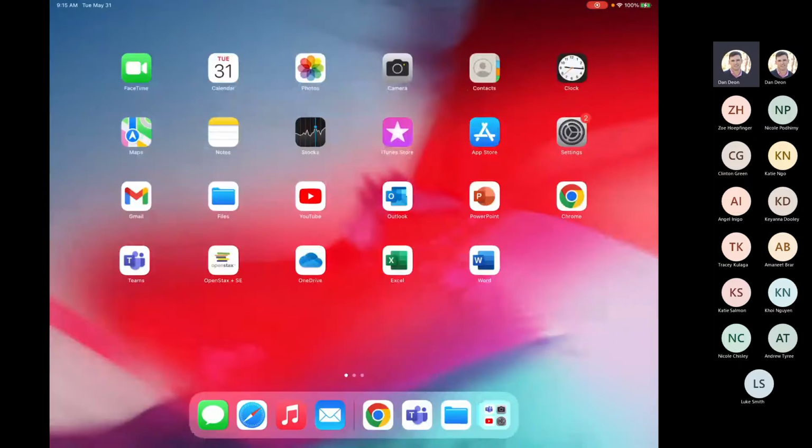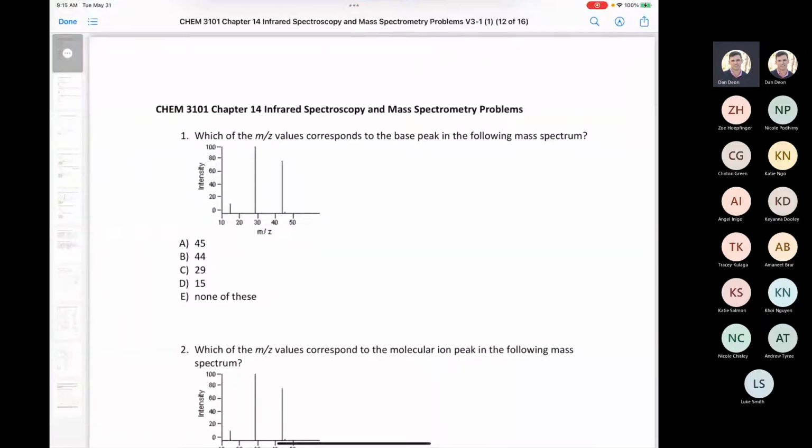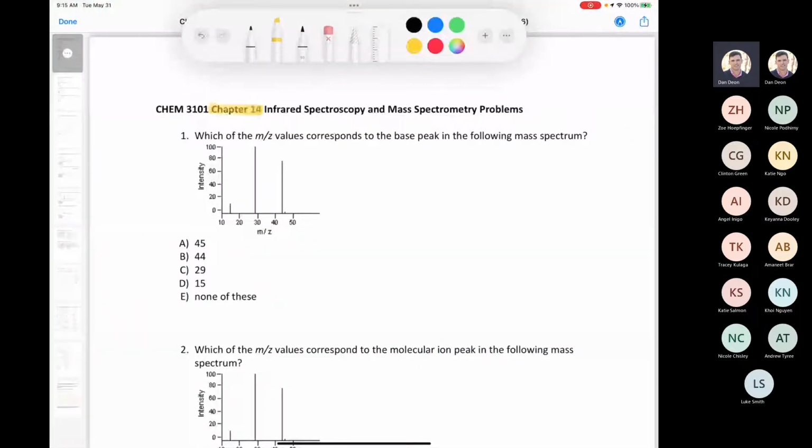Let's try some infrared spectroscopy and mass spectrometry problems. These are practice problems based on chapter 14. So let's get cooking here.